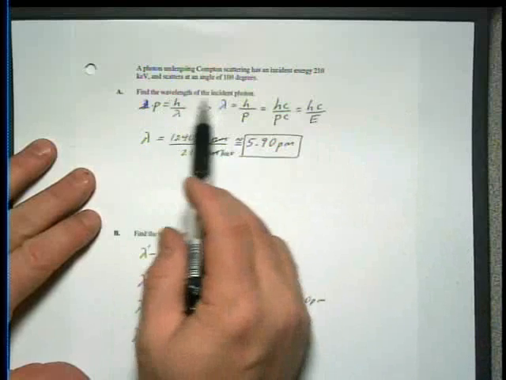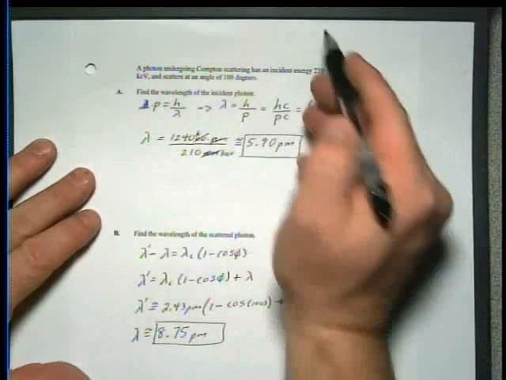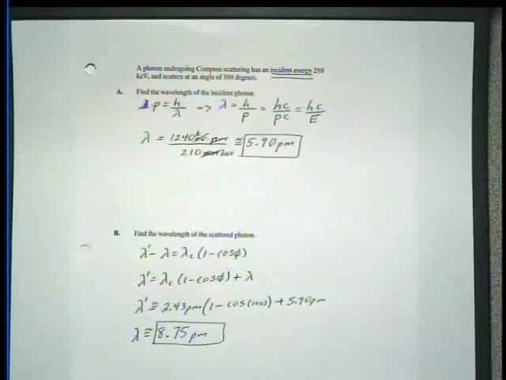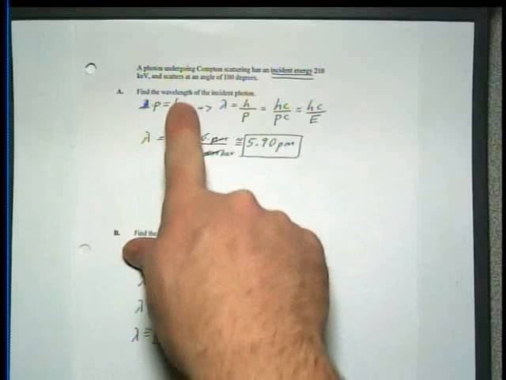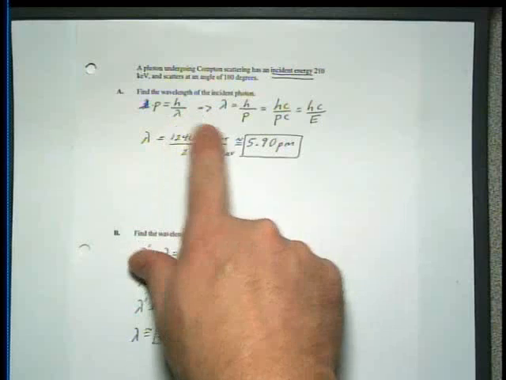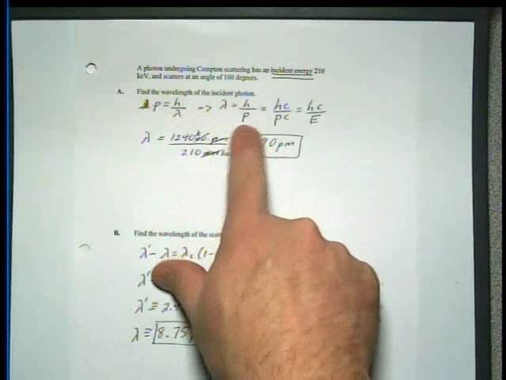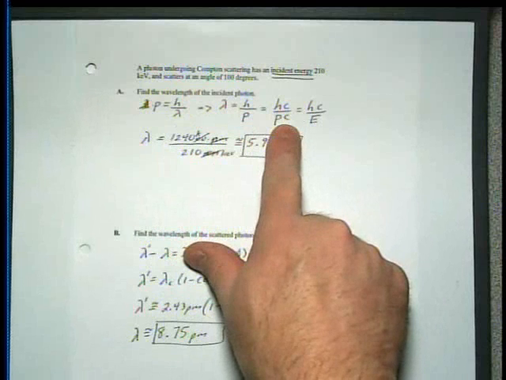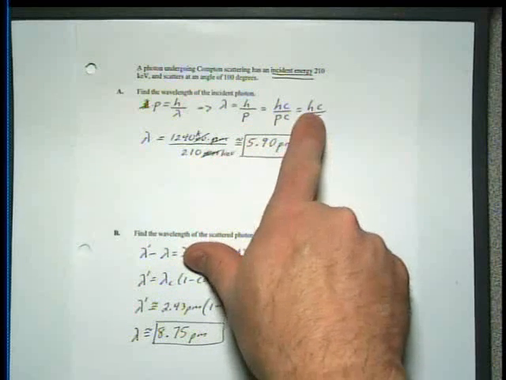Okay, so they asked you to find the wavelength, and they gave you the energy. So this was the incident energy. Misread it. Okay. So the first one, they wanted to know the wavelength. p is h over lambda, or lambda is h over p. You can multiply top and bottom by c, you get hc and pc. pc is the energy, and hc is 1240.